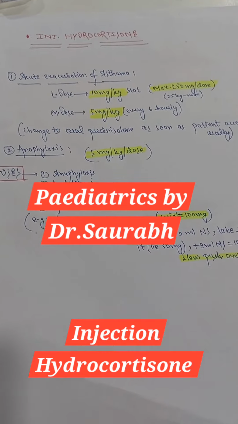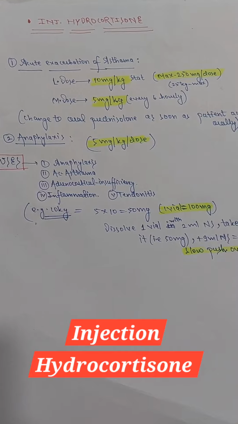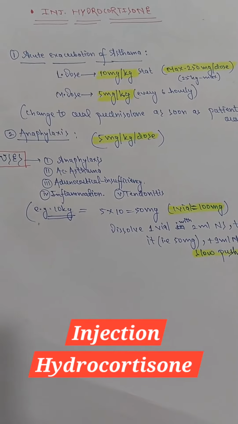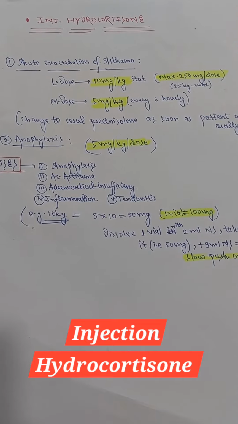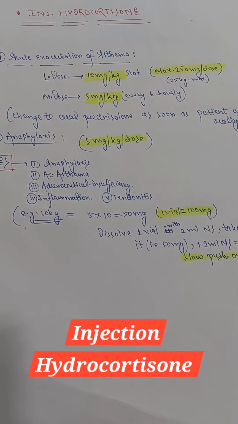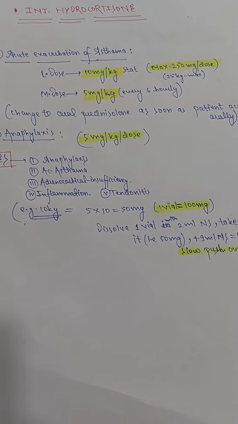So hello friends, in this video let us see about the injection hydrocortisone, which is used in acute exacerbation of asthma and commonly in anaphylaxis cases. So the dose of hydrocortisone in asthma acute exacerbation: the loading dose is 10 mg per kg stat, and the maximum we can give is 250 mg per dose.